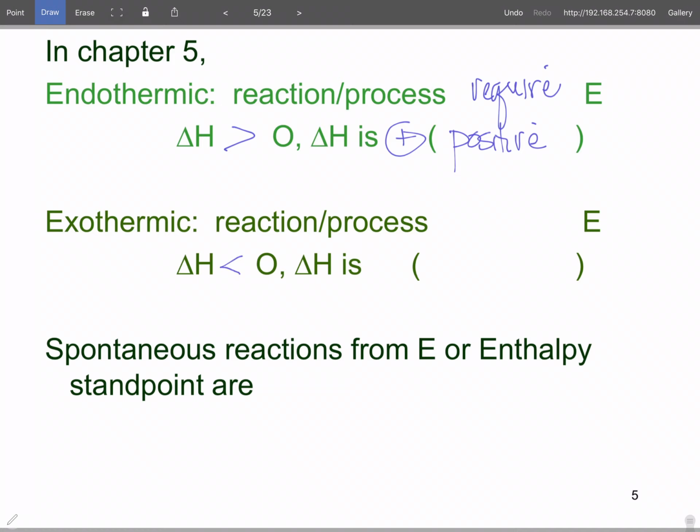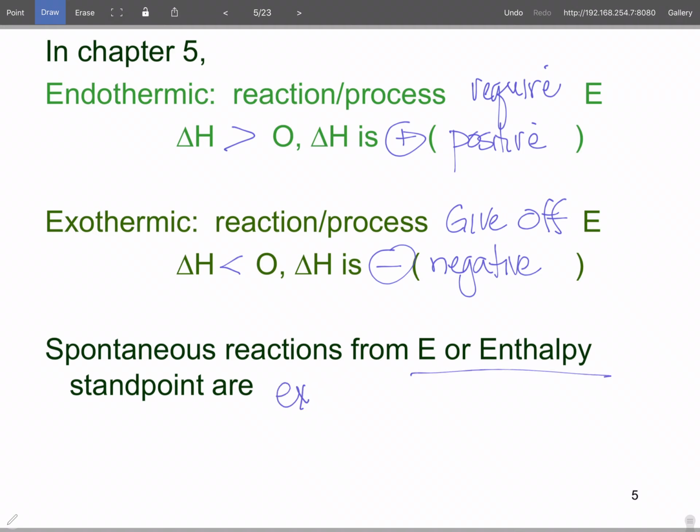Exothermic, on the other hand, delta H is less than zero because it's negative, because it's going to give off energy. Kind of doing this in reverse order, sorry. But spontaneous reactions from the energy or enthalpy standpoint are exothermic. So energy is not needed, it's given off in an exothermic reaction, so that's the spontaneous direction. An endothermic reaction requires heat, so something has to be done in order to move it forward.